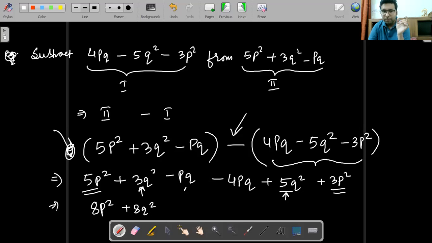And finally, minus pq minus 4pq. What will we get? No, they will not become positive, Ashmit. Negative and negative, when they are added, will remain negative. When they are multiplied, then they become positive. It is minus 5pq. Simple. So please explain these types of questions in the class also.